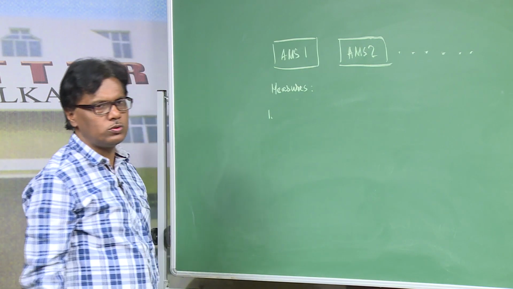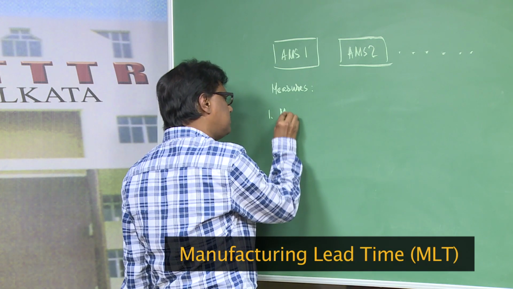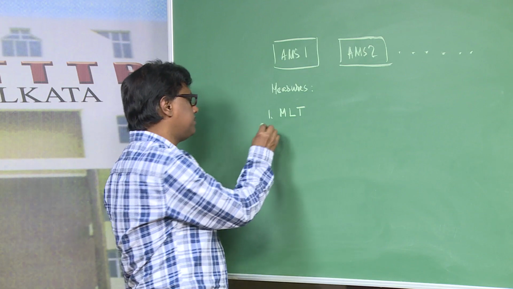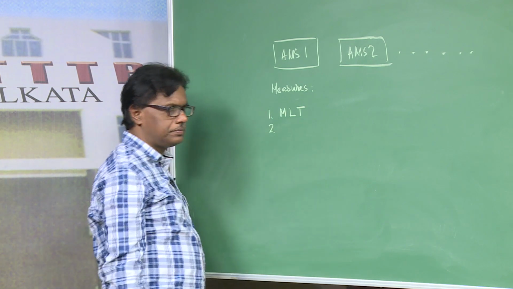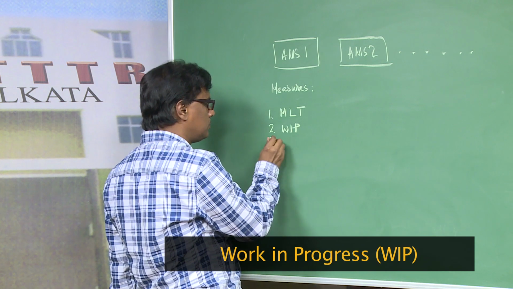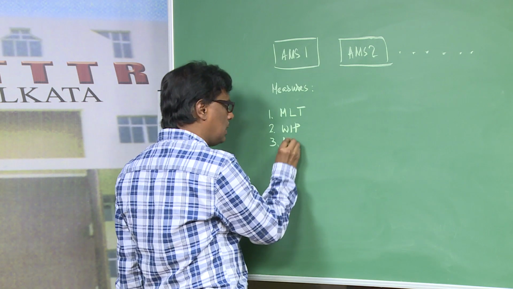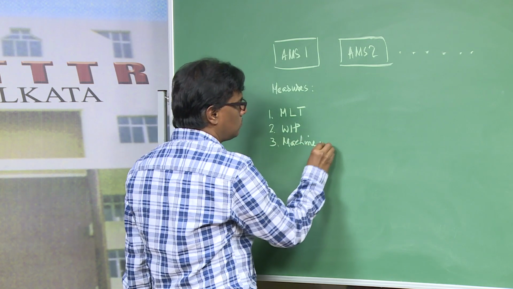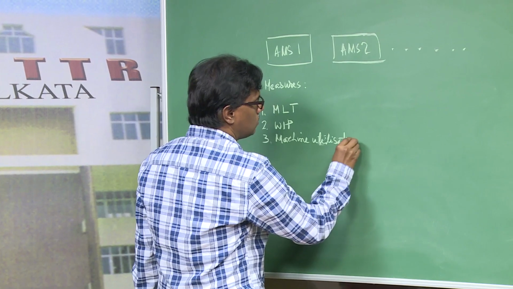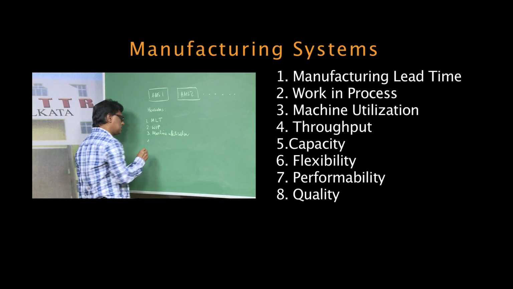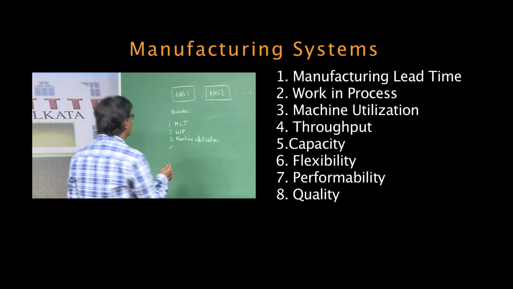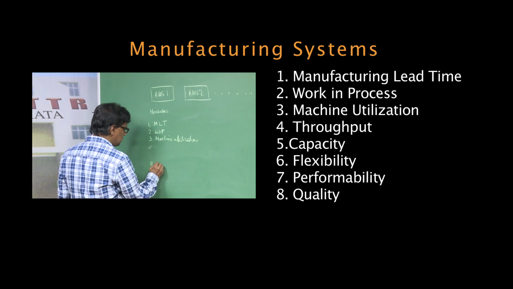First and foremost, it should be manufacturing lead time, then work in progress inventory, then machine utilization, and last and the most important part of a manufacturing system is quality.